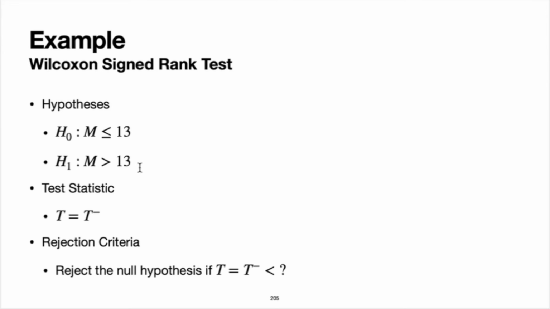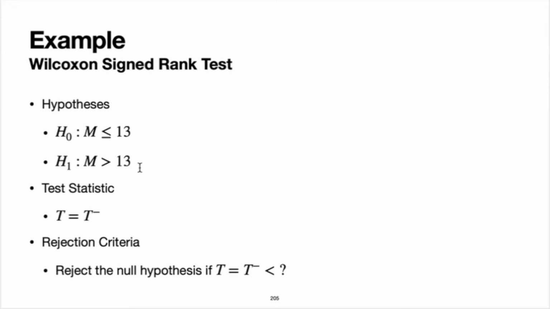In this case, it's a right-tailed test, and so the test statistic is T minus. The rejection criterion is to reject the null hypothesis if the test statistic T minus is less than the appropriate critical point determined from table A9. Let's take a look. Again, we've got a sample size of 20. We're performing a one-sided test in this case at a significance level of 0.01. And so for this test, the critical point is 43.